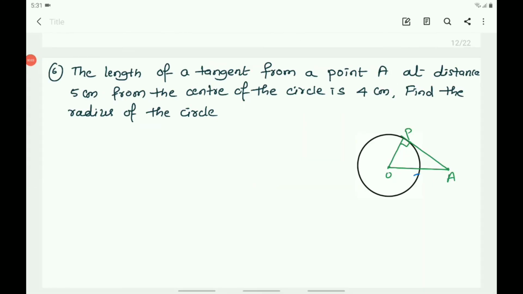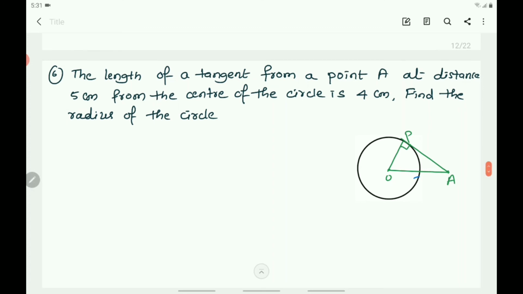Now the sixth question. The length of a tangent from a point A at a distance 5 centimeter from the center of the circle is 4 centimeter. Find the radius of the circle. Here the length of the tangent is given and the distance of the external point from the center is given. So the length of the tangent is 4 centimeter.